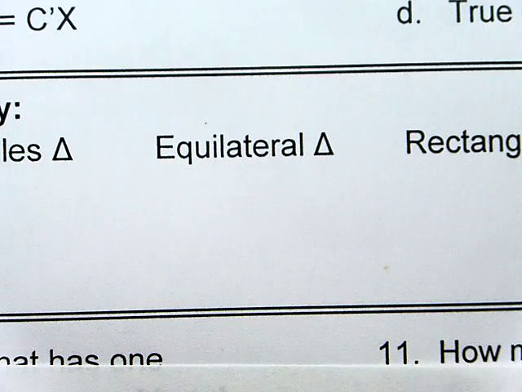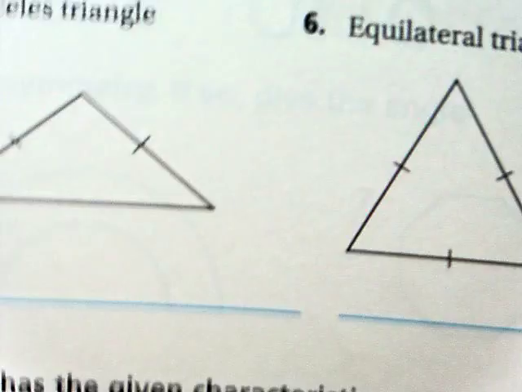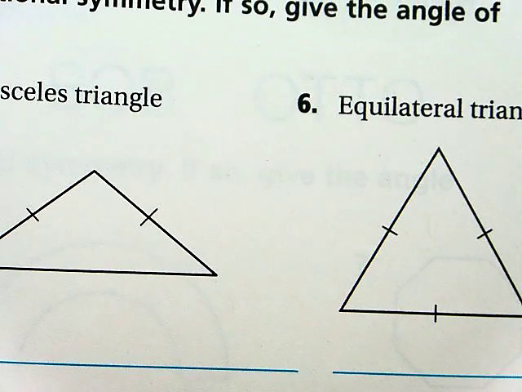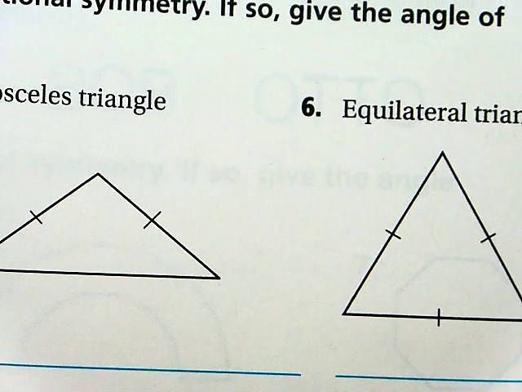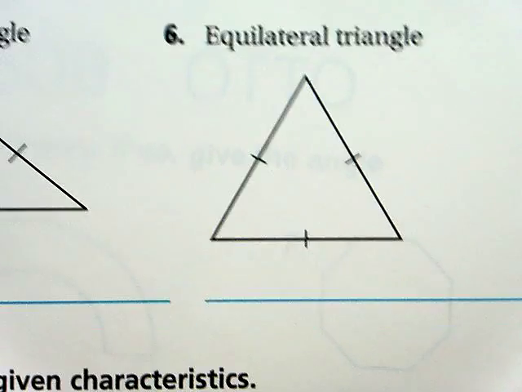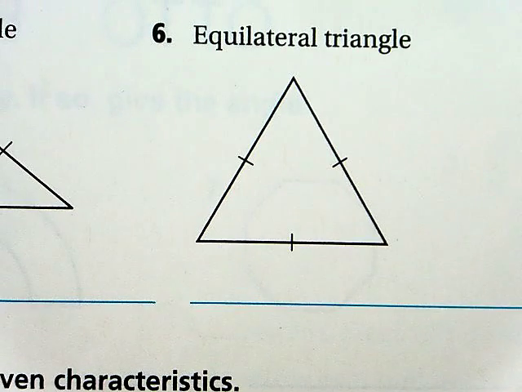And then finally, an equilateral triangle, on page 397, right next to isosceles triangle, is a triangle where all 3 of the sides have notches, the same notch. So all 3 of the sides are equal. The lengths of all 3 sides are equal in an equilateral triangle. Okay, good.